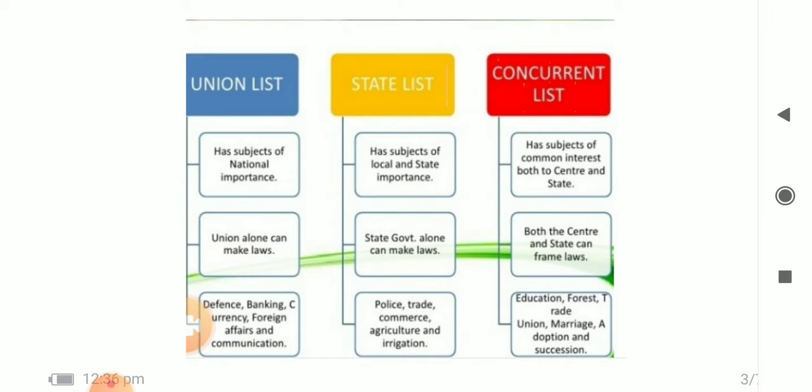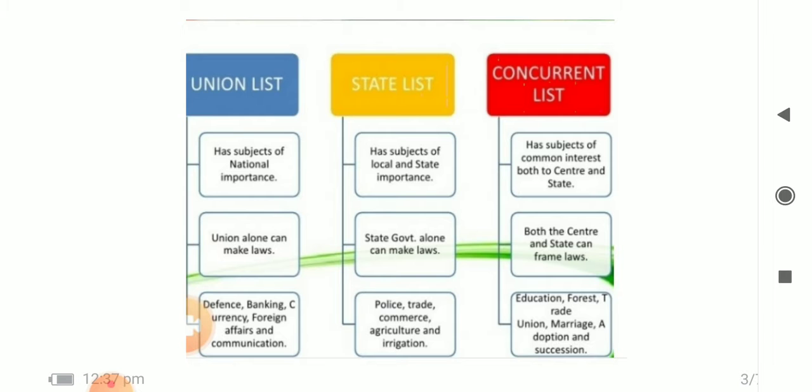So let us see. Thus it contains 3 lists. Number 1, union list. The union list includes 97 subjects, which is mentioned in the 7th schedule of the Indian Constitution, such as defense of the country, foreign affairs, banking, communication, currency, etc. They are included in this list because we need a uniform policy on these matters throughout the entire country. The union government alone can make laws relating to the subjects mentioned in the union list.